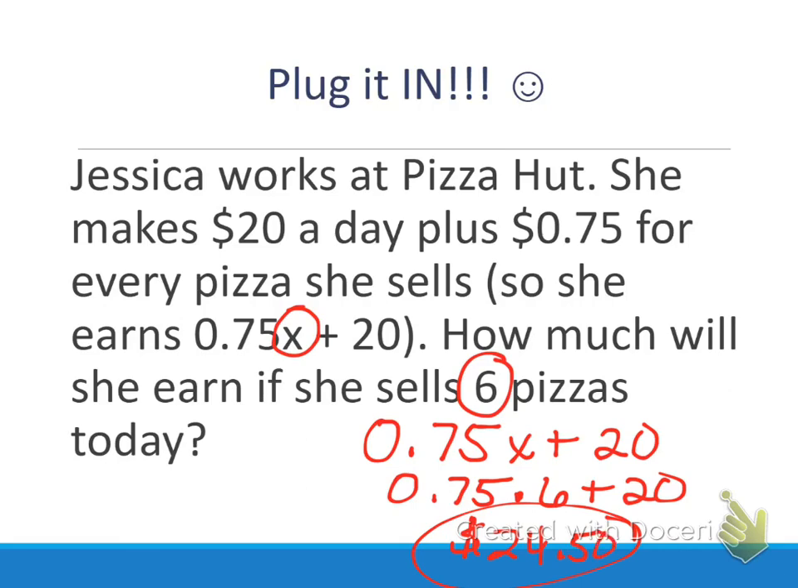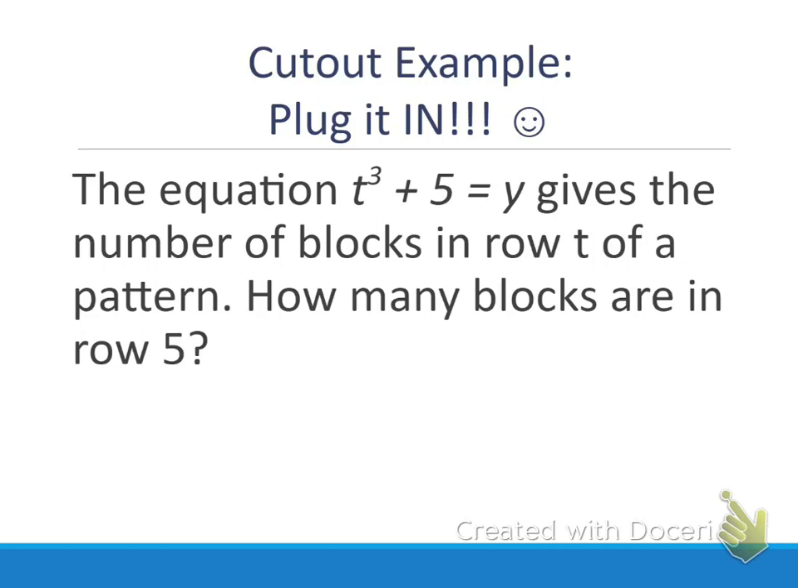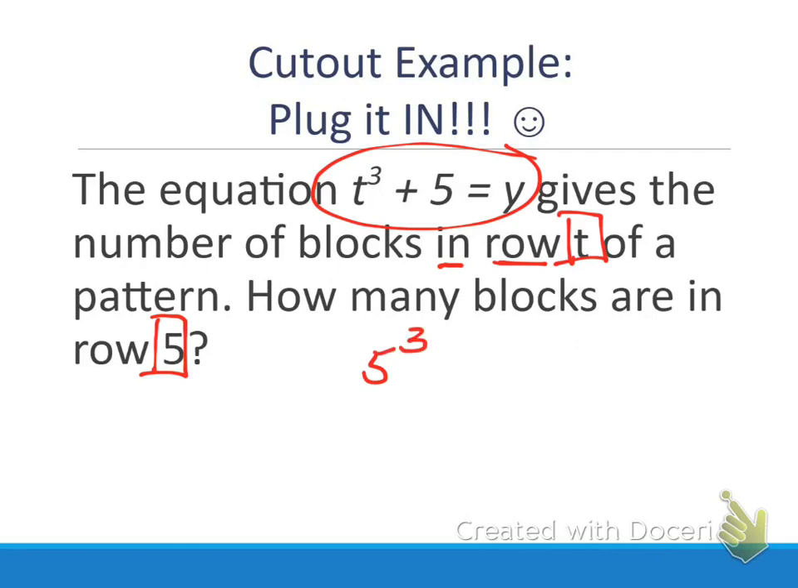Okay? All right, so one more. Same thing. The equation t cubed plus 5 equals y gives the number of blocks in a row t of a pattern. How many blocks are in row 5? So t represents, don't give me a number, tell me what it represents. How many blocks? How about in a row? Because it says in row t. So it's what row number it is, right? It's not how many blocks, it represents the row. So if it's row t and our row given is 5, it's 5 cubed plus 5.